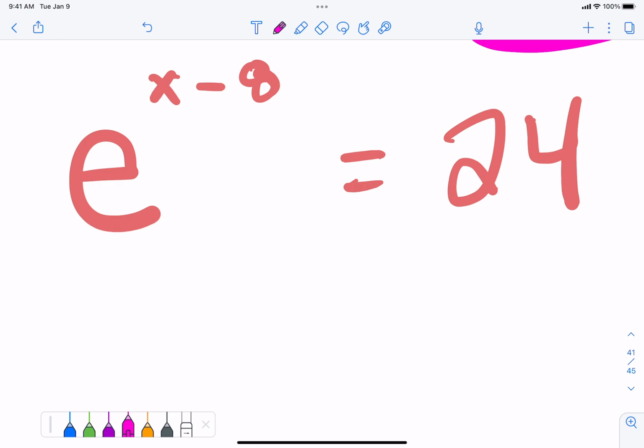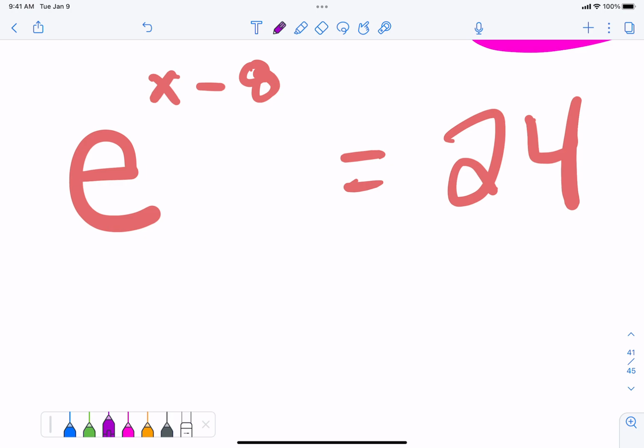ln of 24 is 3.1. The calculator, yeah. There you have it. It's actually 3.1, rounding. It's x minus 8, so plus 8, so it's gonna be 11.1, you're actually rounding the other way. I got it.